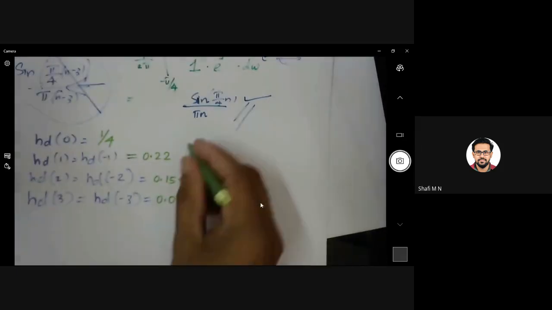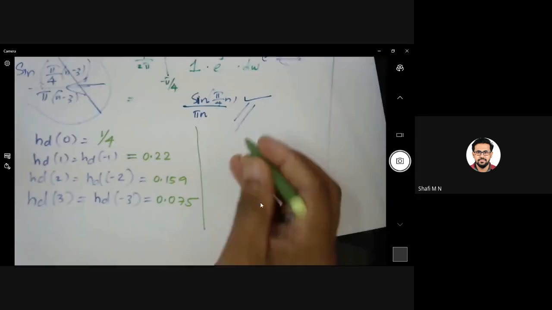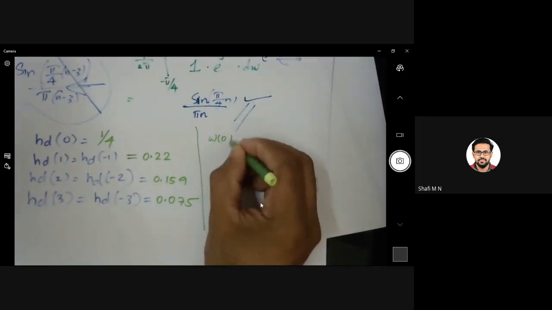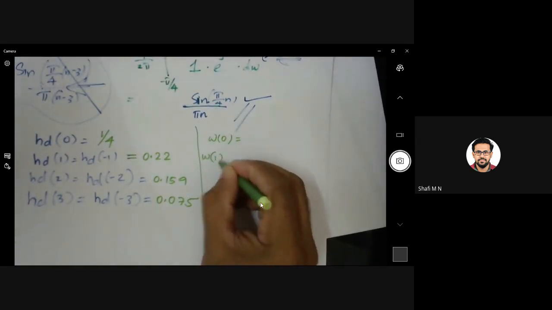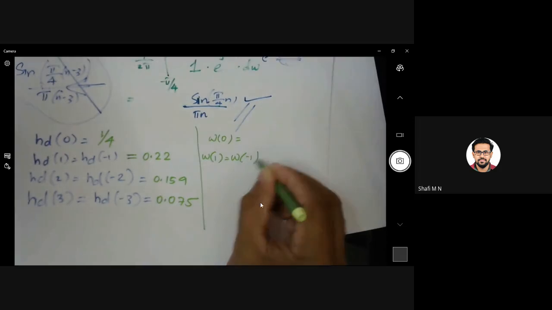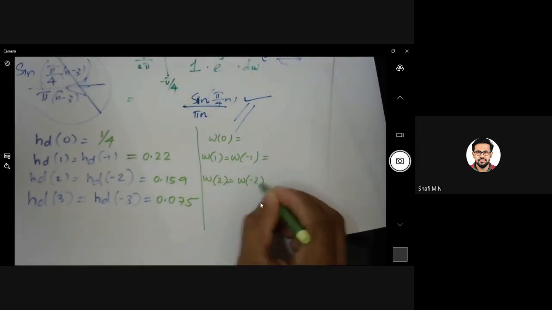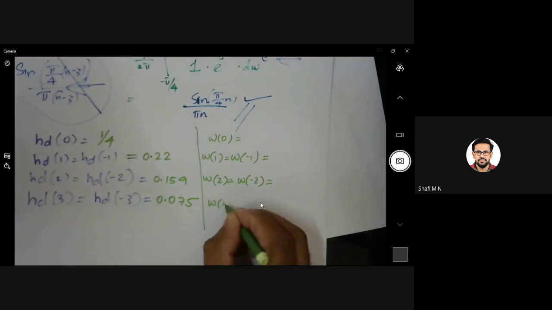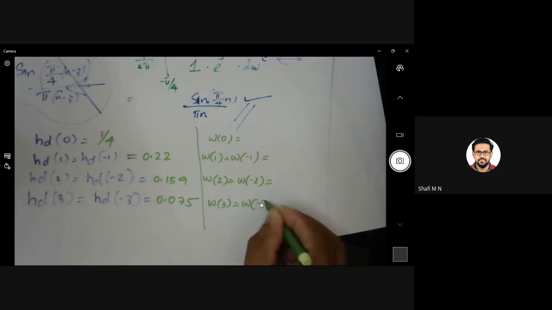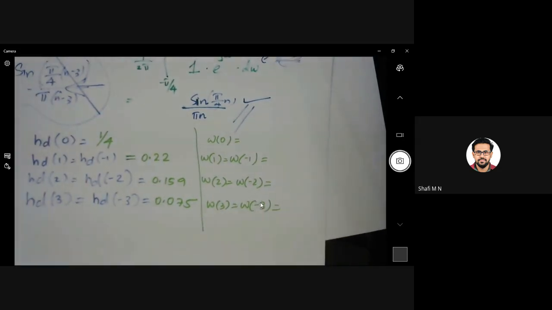So correspondingly, you find the window function also. W of 0, then W of 1 equal to W of -1, W of 2 is equal to W of -2, then W of 3 is equal to W of -3. Find the window values also. You might have already computed, വ്യത്യാസമുണ്ട്. n equal to 7 ആണല്ലേ? Till now we did for n equal to say 11, right?